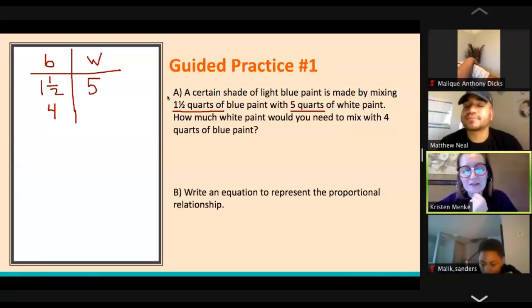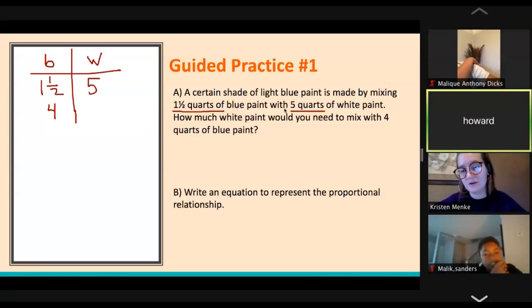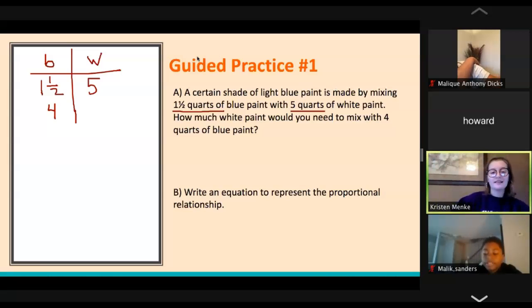Let's see, what are we gonna need? What are we gonna need to find first before we can find that missing value? What did we just do in our activity? We gotta find a constant. Yes, sir, we gotta find our constant. So let's go ahead and find our constant.